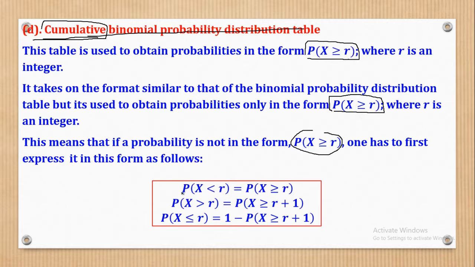For example, if the probability is x less than r, you remember that this one is the complement of x greater than or equal to r. Then if the probability is x greater than r, it implies that this is the same as the probability of x greater than or equal to r plus 1. And if the probability is x less than or equal to r, it implies that the complement will be x greater than or equal to r plus 1. Therefore, that's why you put here 1 minus this probability of x greater than or equal to r plus 1.